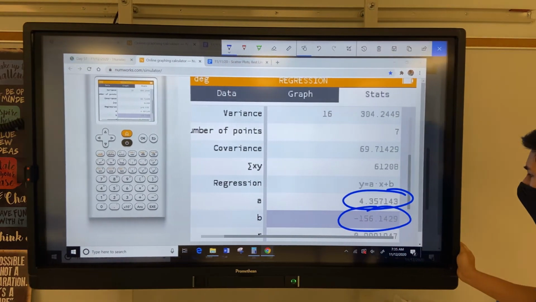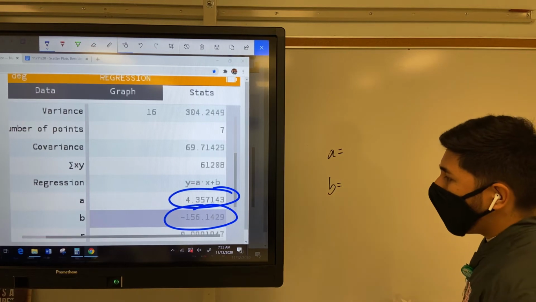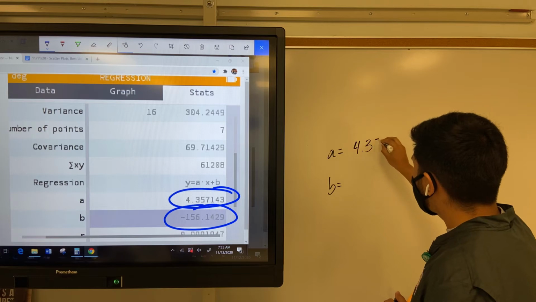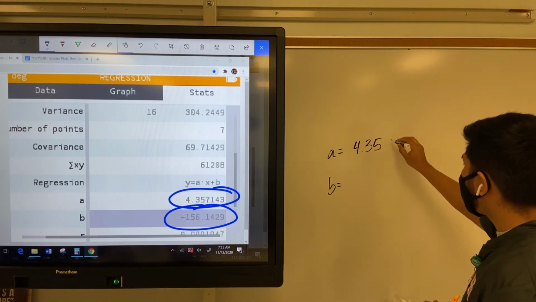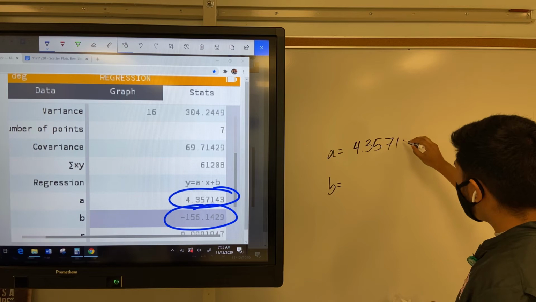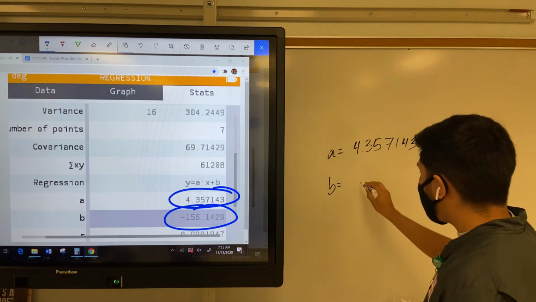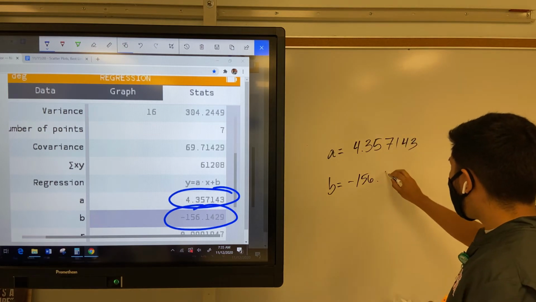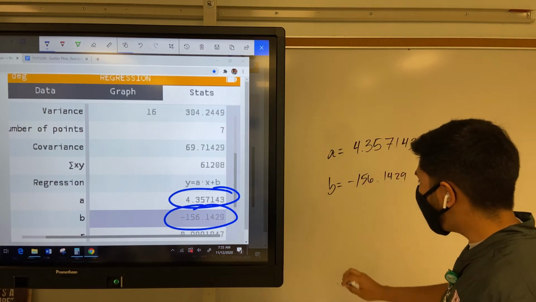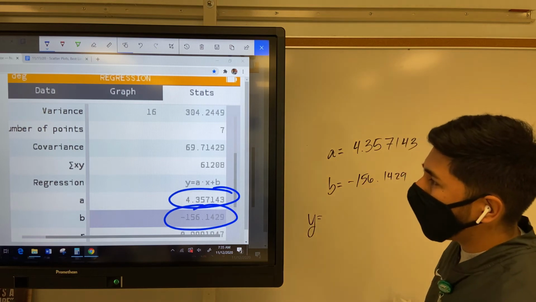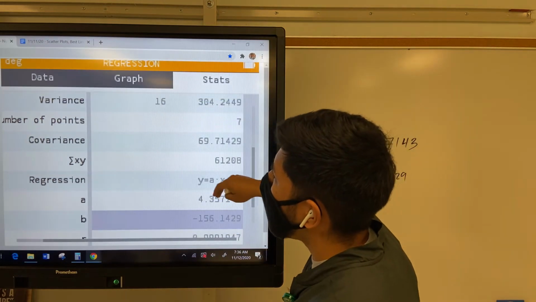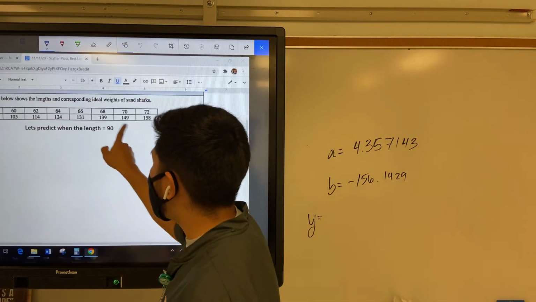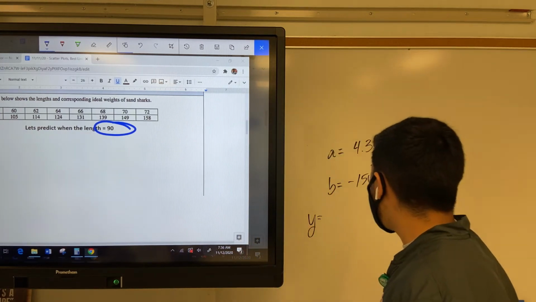Let me write this down on the board. 4.35. Hopefully I didn't make a mistake, right? 71.43. Negative 156.1429. And then right now, we'll find out what we need. Okay. It's asking, oh shoot, it's a big number. It's asking for when it's 90, so that's my x value.